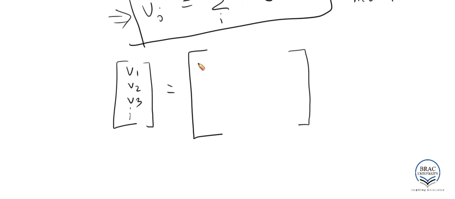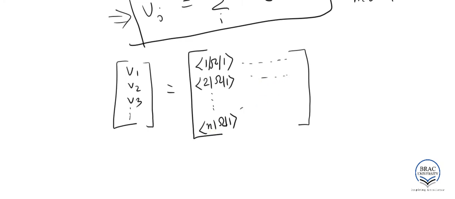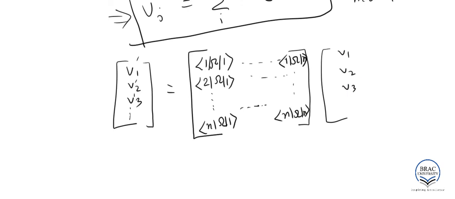So here you will have 1 omega 1, down below you will have 2 omega 1, and so on. And here you will have n omega n. Here you will have 1 omega n, and so on and so forth. And here, okay, there is a prime missing over here, sorry for that, and you will have v1, v2, v3, and so on.